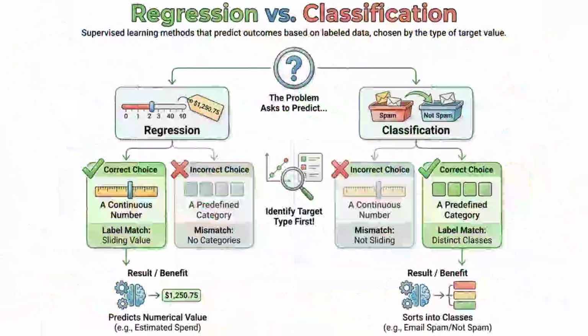Classification is completely different, as it is used when you want to sort data into strict, predefined categories, like determining if an email is officially spam or not spam. Knowing immediately whether an exam question is asking for a numerical regression or a categorical classification is the very first step in selecting the correct algorithm.